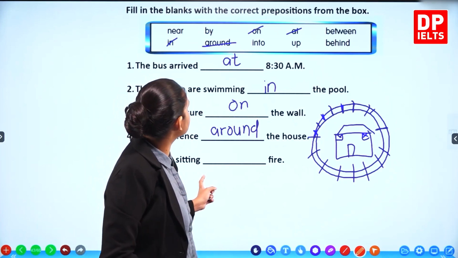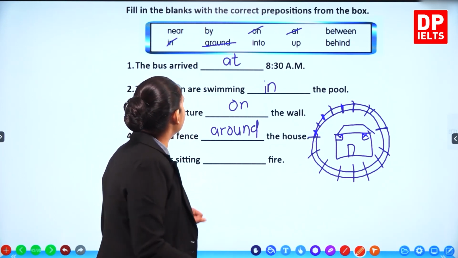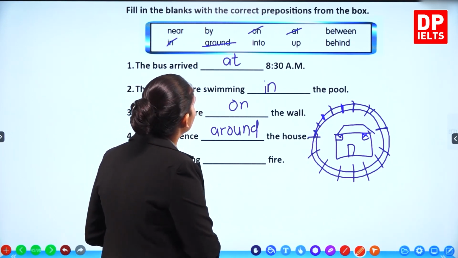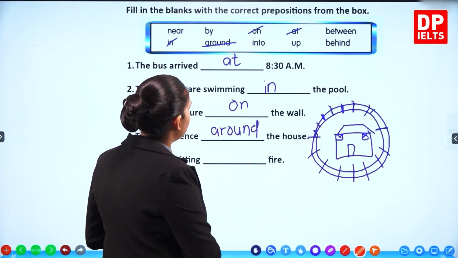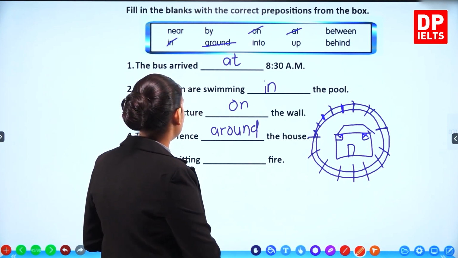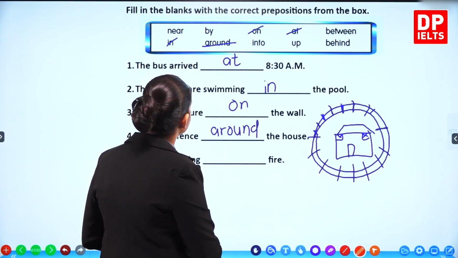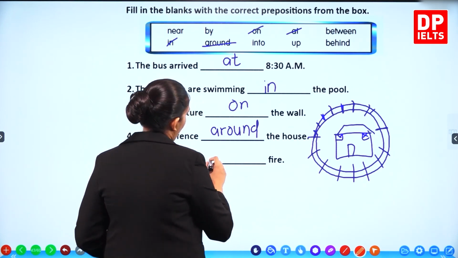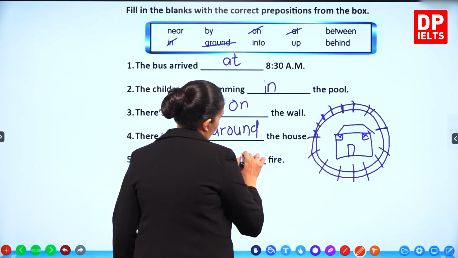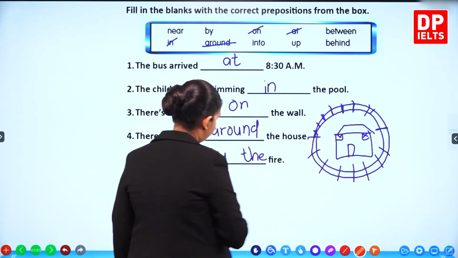Granny is sitting where? By fire, near fire, into fire, behind fire, between fire. Okay, so I would say Granny is sitting by the fire. It should be actually by the fire, okay?